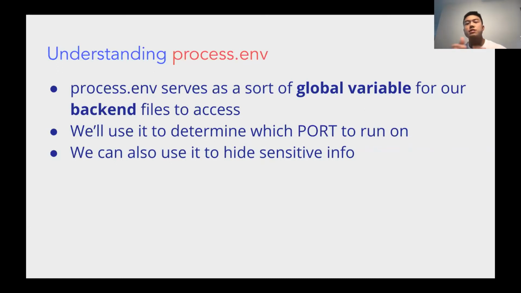But just remember, process.env is this object. It's this global variable that our backend can talk to. It's going to be how our website determines what port to run on. And it's also going to hold some sensitive info for our website. The reason we want to hide sensitive info in .env is because we don't want other people to be able to see it. So we want to put it in this safe, secure location that only our backend can talk to.